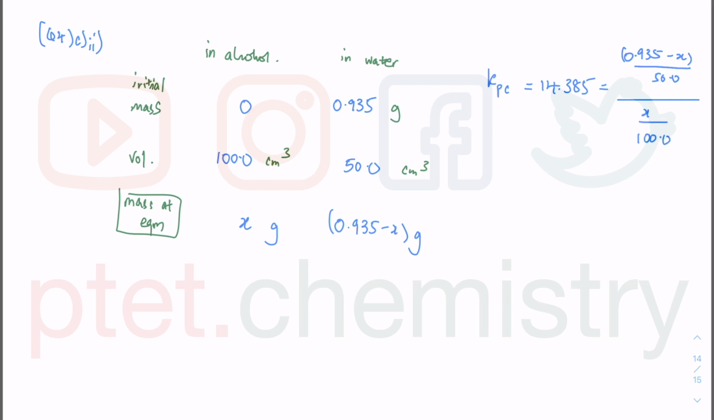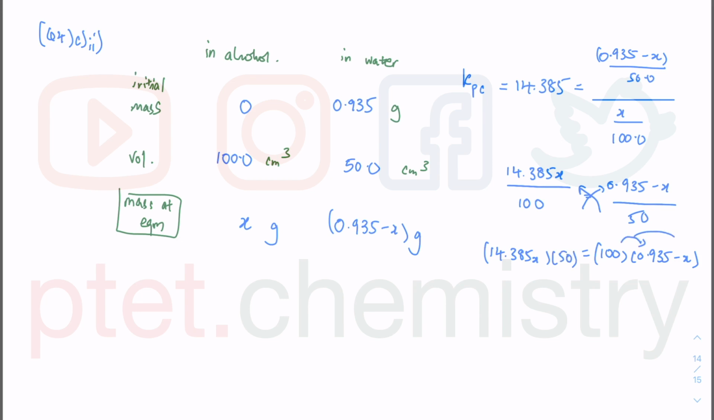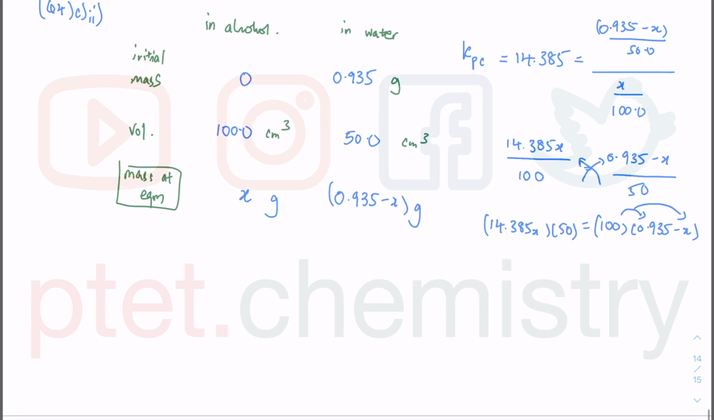So essentially this is an exercise of rearranging the formula and also finding X. Okay, so let's try that. 14.385X over 100 equal to 0.935 minus X over 50. Of course, if you bring up the 50 and you bring out the 100, I hope you can see that there's 100 times 0.935 minus X, and you get 14.385X multiplied by 50.